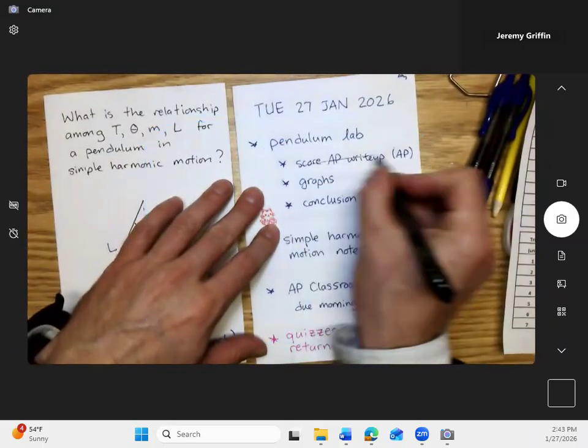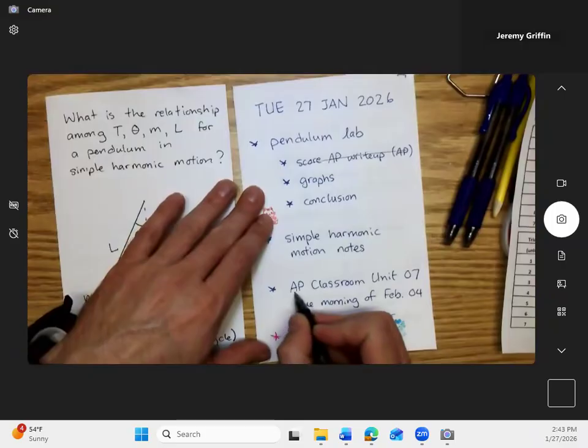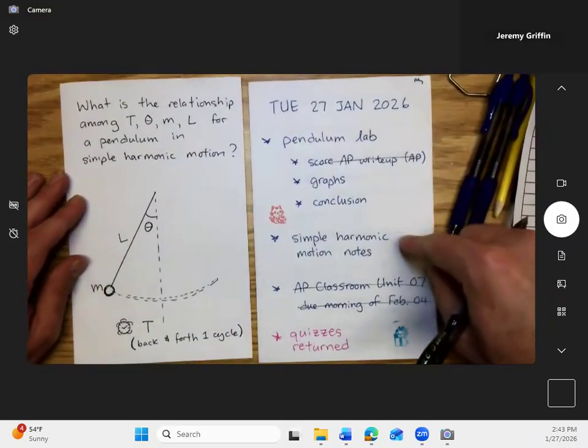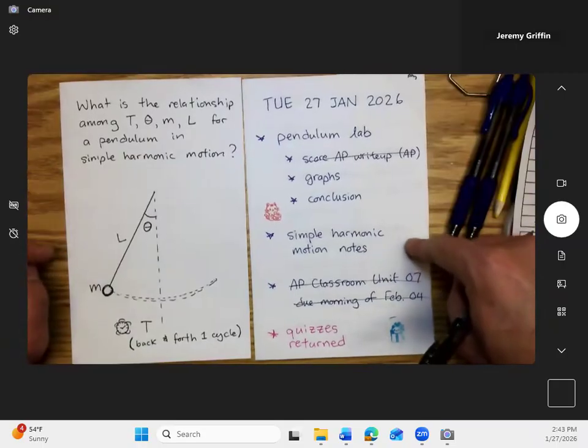Guys, don't worry about anything that says AP because you guys are honors. So we get rid of anything that says AP, just scratch it out. And then we'll probably have some time in class, about 15 minutes, I'll start on, in general, simple harmonic motion notes.